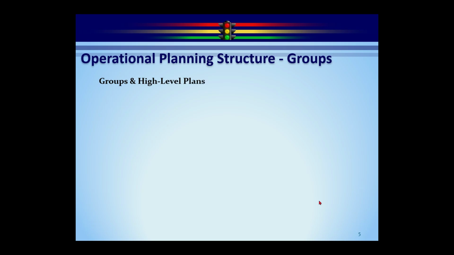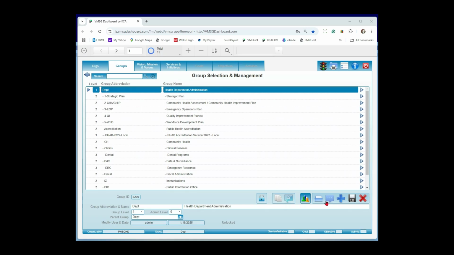Groups are the structure of the health department to start with here. So let's talk about the level 1 group. Groups are level 1 through 10. Let me just give you a quick view of the groups in your department. So this is your group screen here. Department level is level 1.